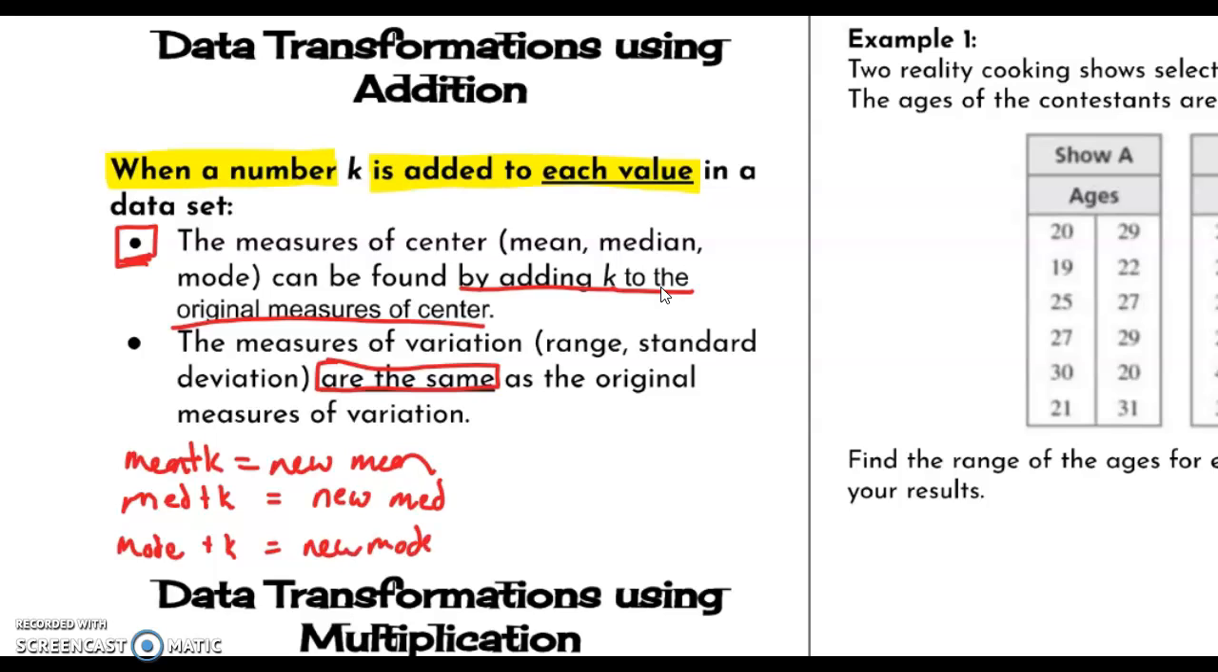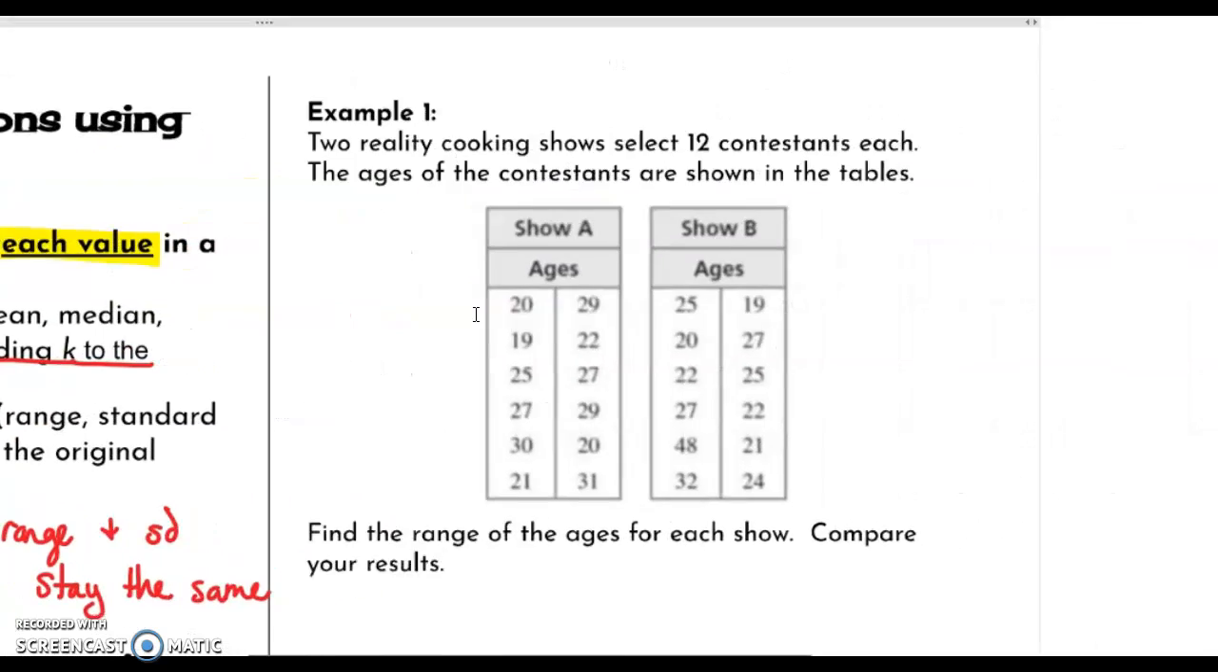And then the range, and I'm going to put SD for standard deviation, stay the same. They don't change when you're adding a value to all the numbers, but when you're multiplying, they do change. So that's our rules we're going to refer back to. Let's look at some example problems.